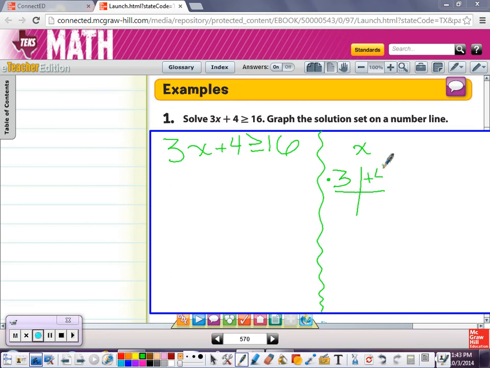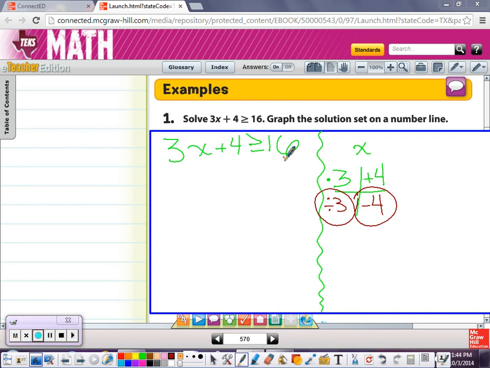Now, I need to figure out the opposite or inverse operations of these two things because that's what's going to help me solve the problem. Well, the opposite of multiplying by 3 is dividing by 3. And the opposite of adding 4 is, you guessed it, subtracting 4. These two steps down here are going to be the steps I use to solve for x in this inequality. So let's go ahead and begin.